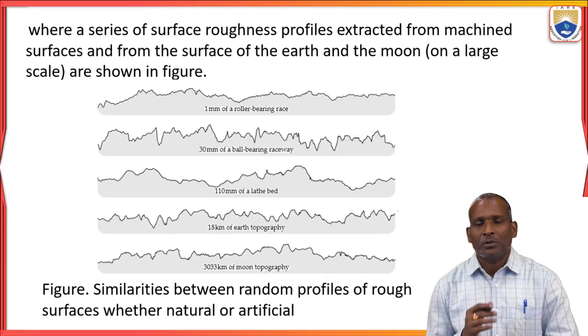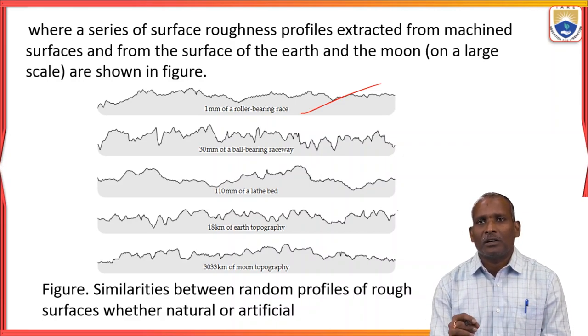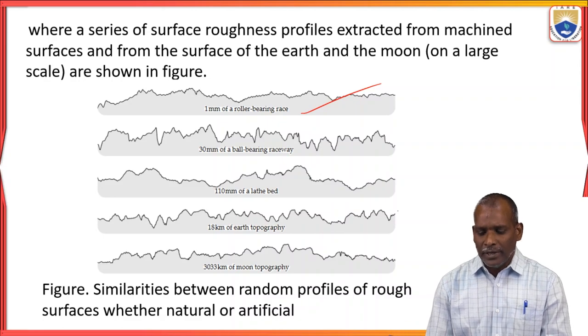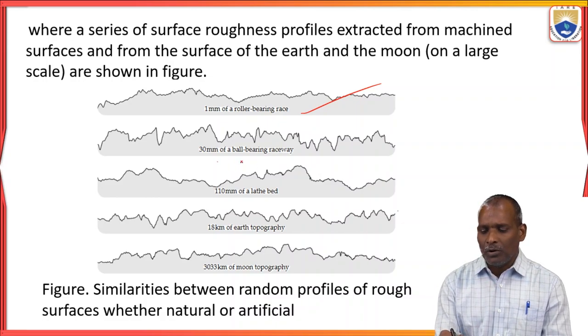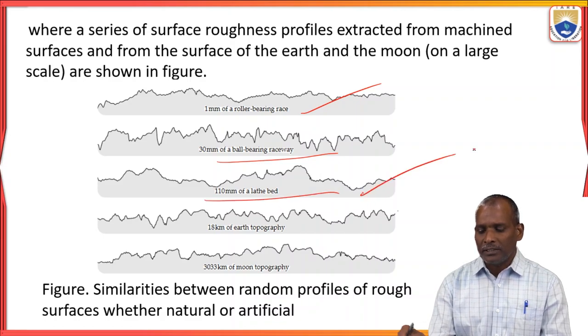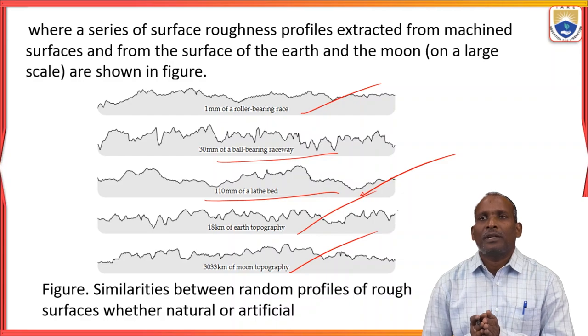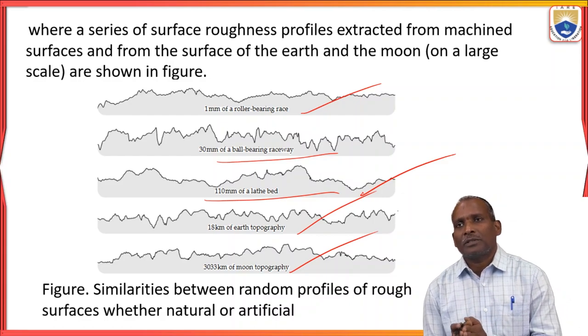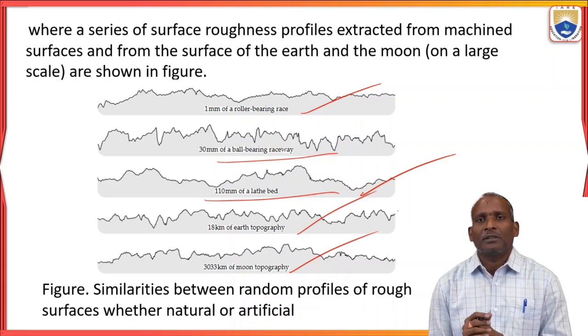Clear? Here I will show you the diagram. This shows 1 mm of a roller bearing race. This is a mechanical component, a machine element, the roller bearing. We have a series of surface roughness profiles extracted from machined surfaces. All these diagrams are extracted from machined surfaces like bearings, and the surface of the earth and moon are shown in this figure. The 30 mm of the ball bearing raceway, and then 110 mm of the lathe bed, the lathe bed surface roughness. And then 18 km of earth topography and 3033 kilometers of moon topography. All these profiles were extracted from sources like the surface of the earth and moon and machined surfaces like bearings, under examination with a microscope.